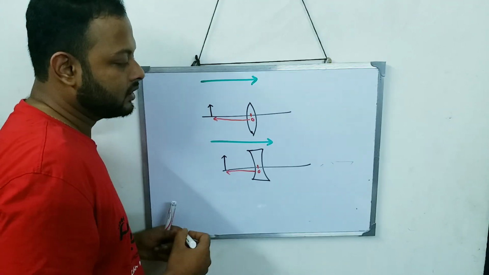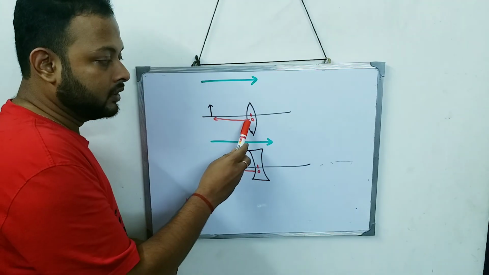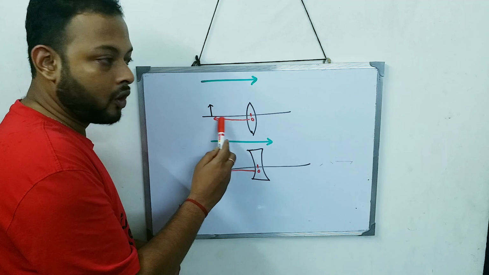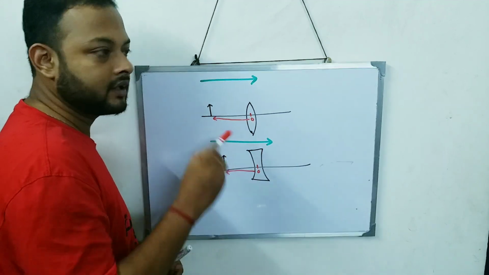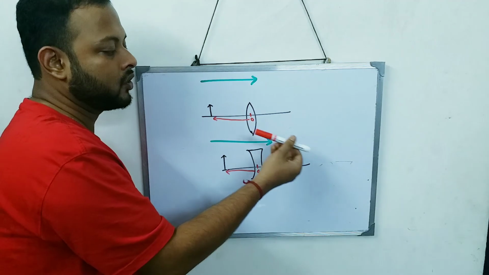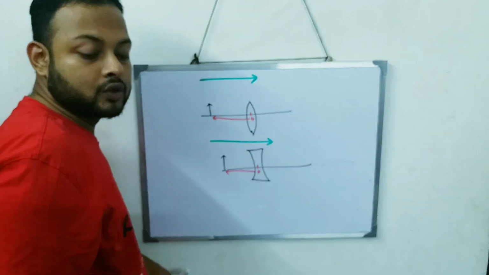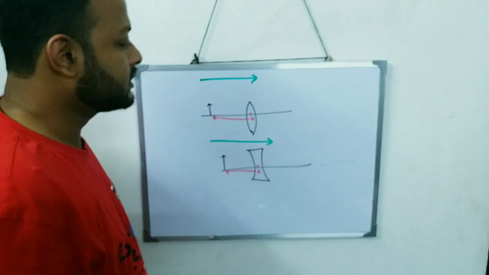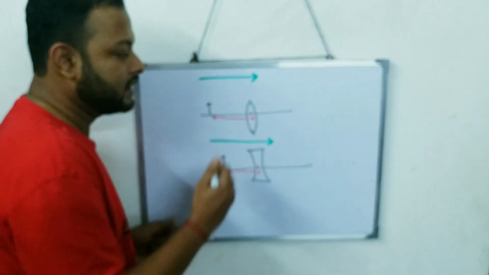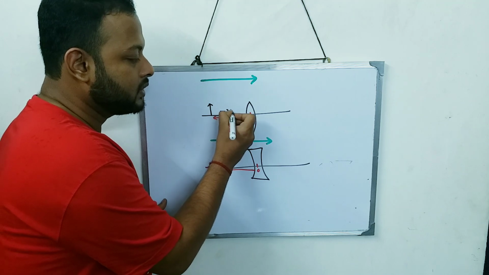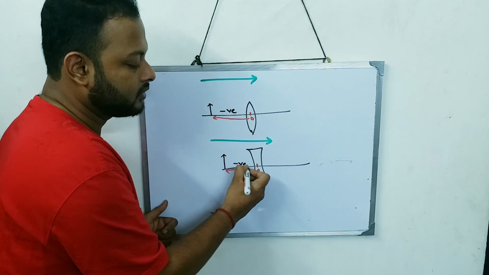Now you can see this object distance is opposite to that of the incident ray. Incident ray is like this and my object distance is like this. So therefore, this distance is always taken as negative.